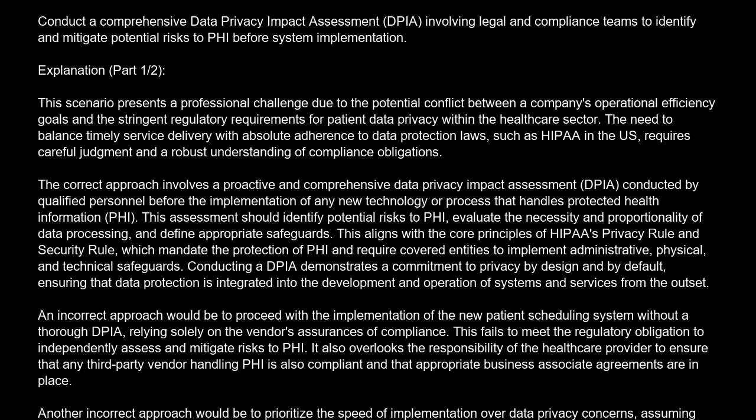An incorrect approach would be to proceed with the implementation of the new patient scheduling system without a thorough DPIA, relying solely on the vendor's assurances of compliance. This fails to meet the regulatory obligation to independently assess and mitigate risks to PHI. It also overlooks the responsibility of the healthcare provider to ensure that any third-party vendor handling PHI is also compliant and that appropriate business associate agreements are in place.